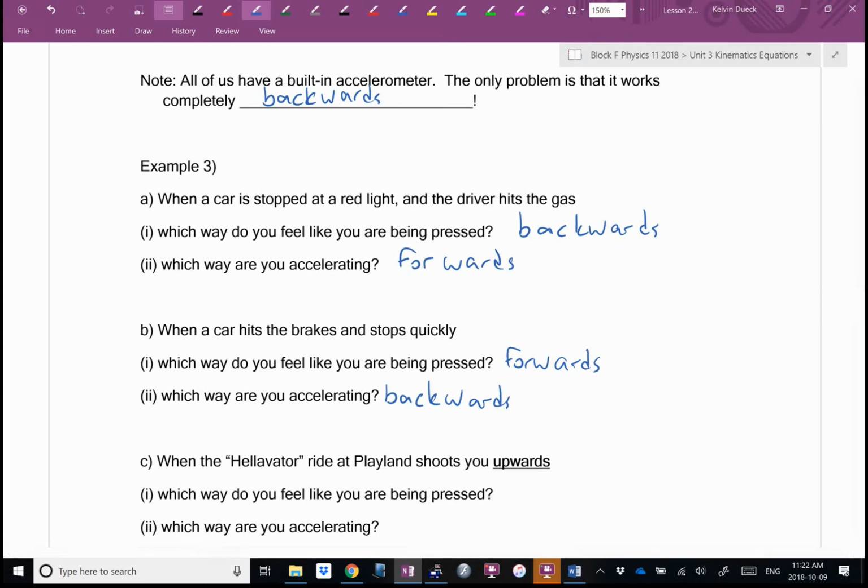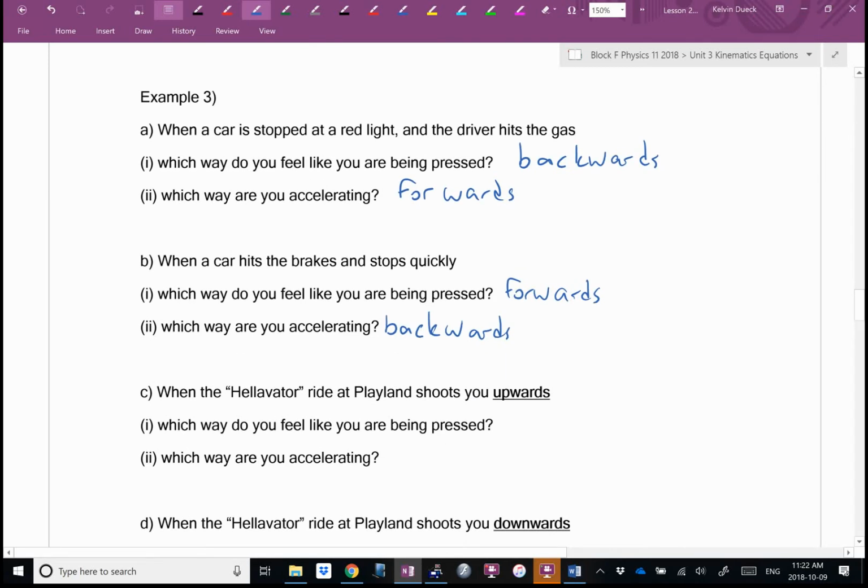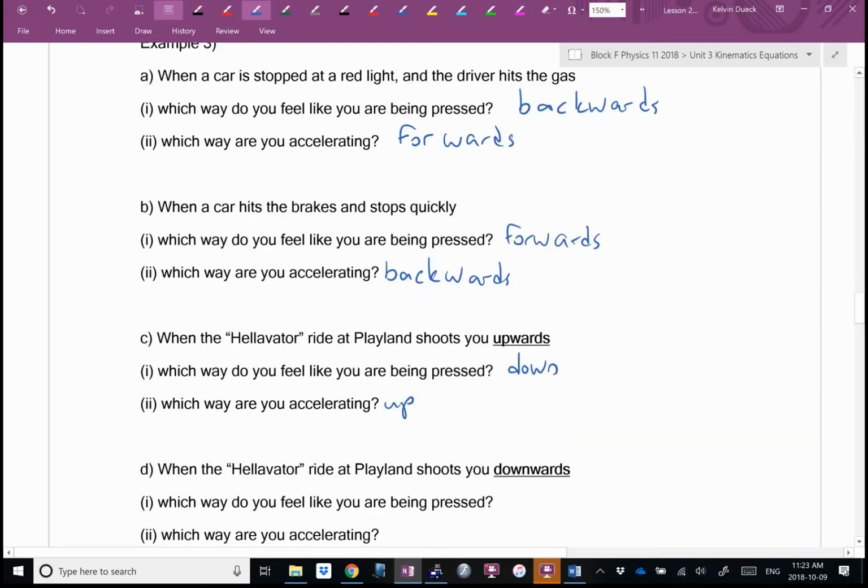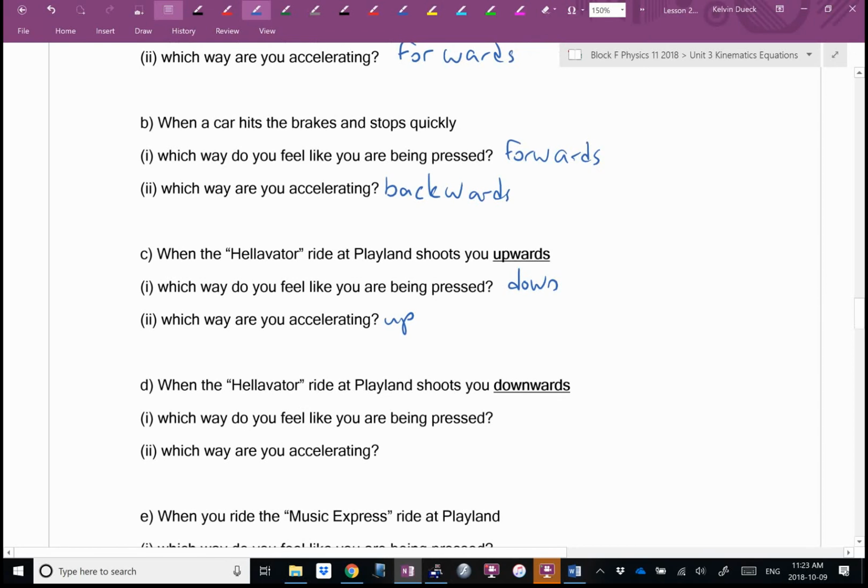But you know what? I still haven't convinced all of you. How many of you have been on the elevator at Playland? I'd like you to imagine it. When it shoots you upwards, which way are you clearly accelerating? But which way does it feel like your stomach is getting pushed? So you feel like you're getting pushed down, but you're clearly accelerating up. Your body is a backwards accelerometer. It can detect it. It's just always going to be in the opposite direction. When the elevator shoots you downwards, you're clearly accelerating downwards, but which way do you feel like you're about to fly? You feel like you're about to lift up and off, yes? So you feel like you're getting pressed up, but you're definitely accelerating down.